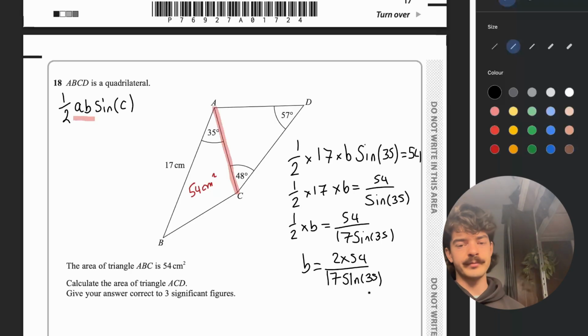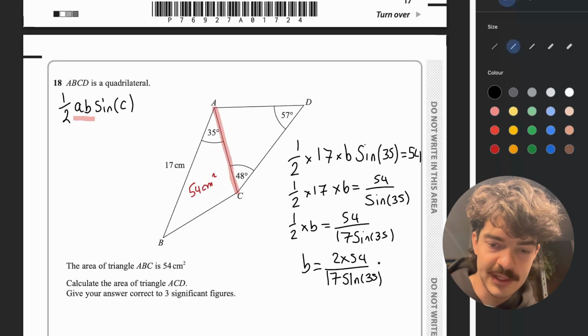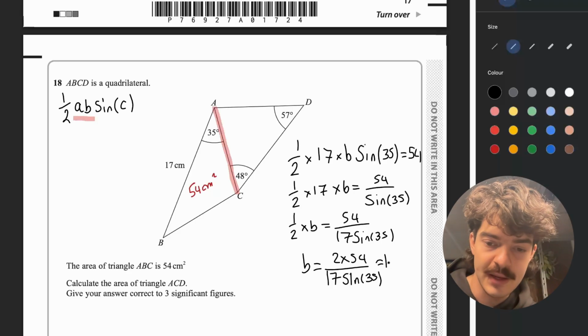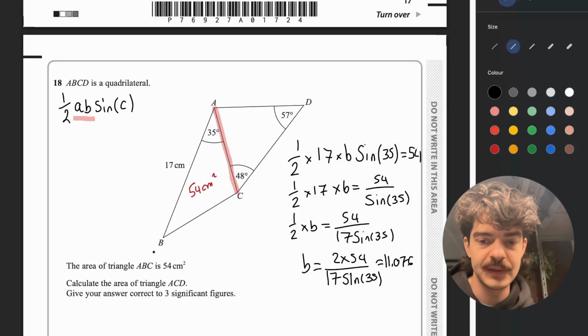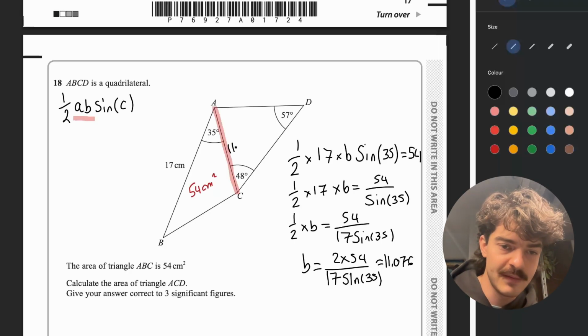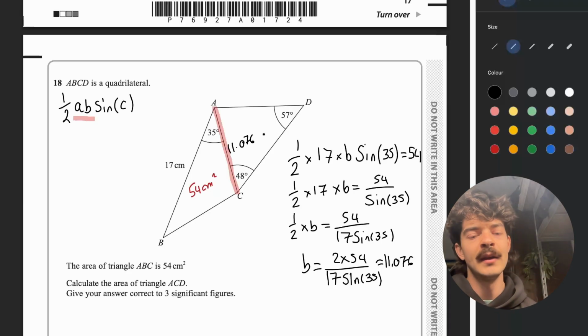Okay. Let's power that into our calculator. 2 times 54, over 17 sine 35. Wonderful, giving us 11.076. Yeah, let's give it to a few decimal places in this case, so we're not accidentally messing up our answer to three significant figures. So we've got 11.076. Okay, cool. So we're getting a little bit closer to our answer.